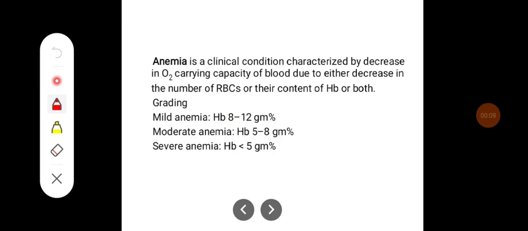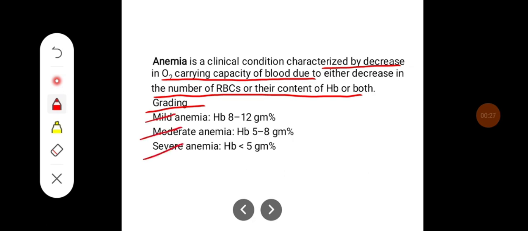Anemia is a clinical condition characterized by a decrease in the oxygen carrying capacity of blood, due to either a decrease in the number of RBCs or their content of Hb, or both. There can be different gradings of anemia based on hemoglobin concentration. It can be mild anemia, moderate anemia, and severe anemia.